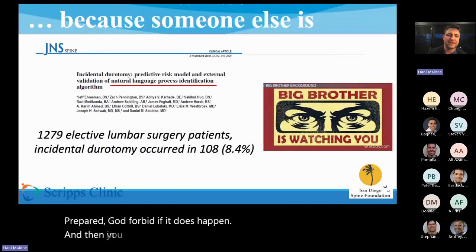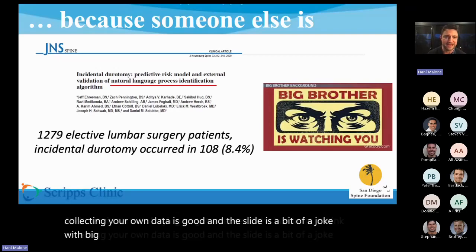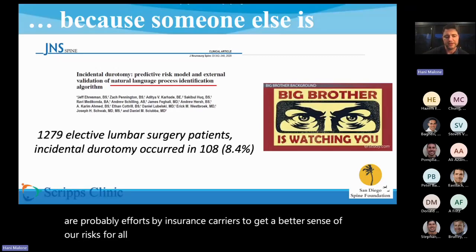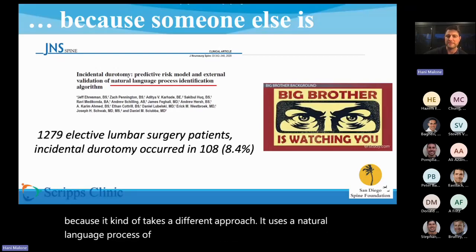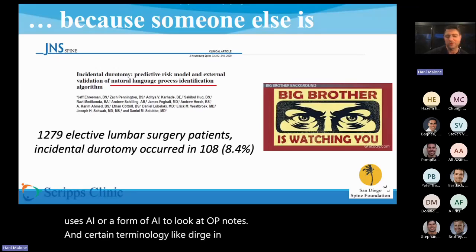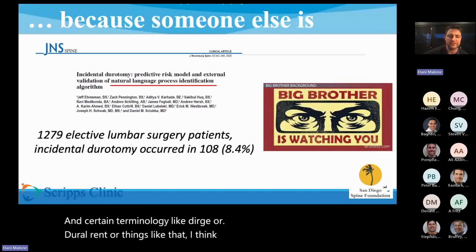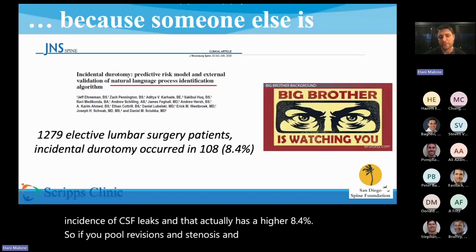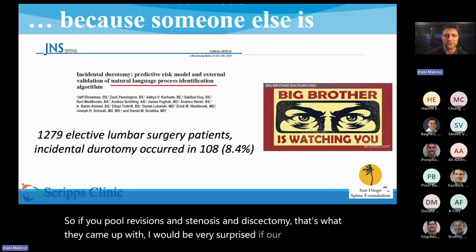And then, in terms of trying to get a sense of the incidence, I think collecting your own data is good, and the slide is a bit of a joke, with Big Brother and everything like that. But I do think that there are probably efforts by insurance carriers to get a better sense of our risks for all complications. This study is interesting because it takes a different approach. It uses a natural language processing identification algorithm, meaning it basically uses AI or a form of AI to look at op notes and certain terminology like durotomy or dural rent and things like that. I think it helps determine the incidence of CSF leaks, and that actually has a higher rate, 8.4%. So if you pool revisions and stenosis and discectomy, that's what they came up with. I would be very surprised if our insurance carriers aren't doing something similar.